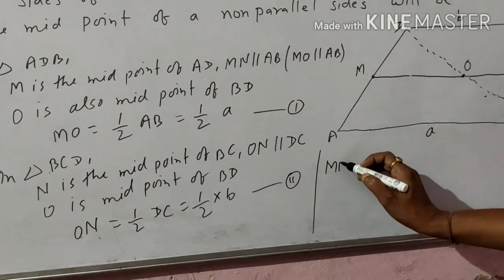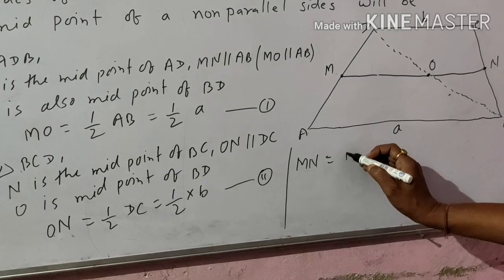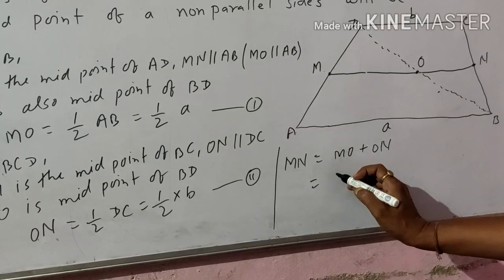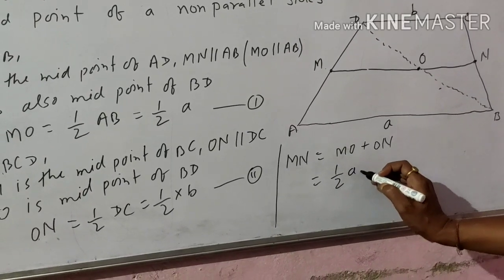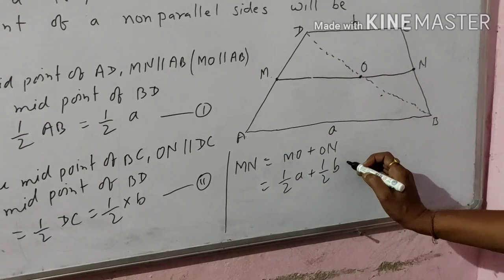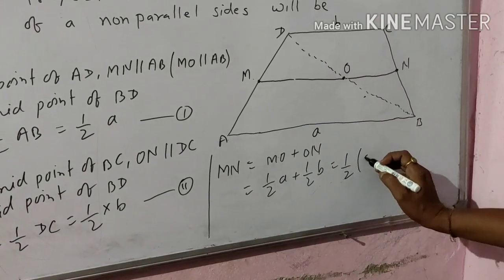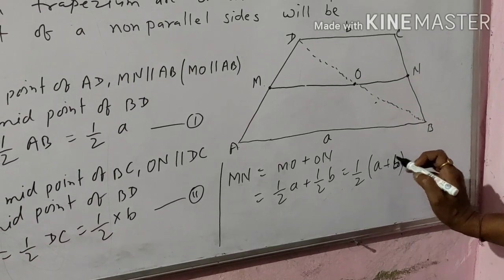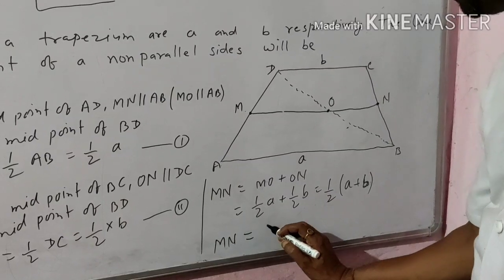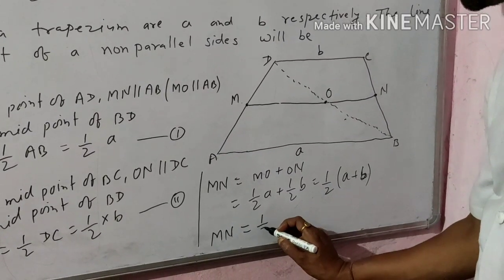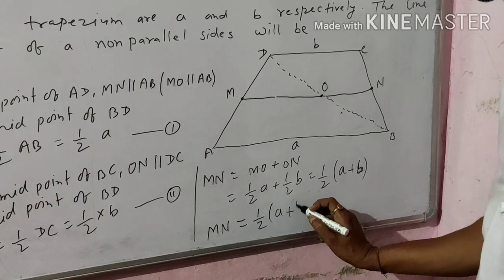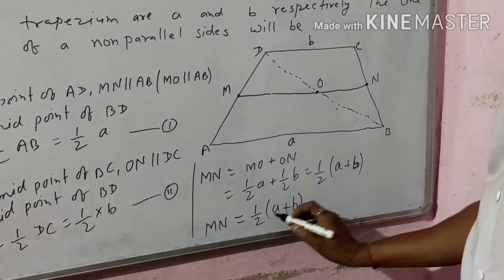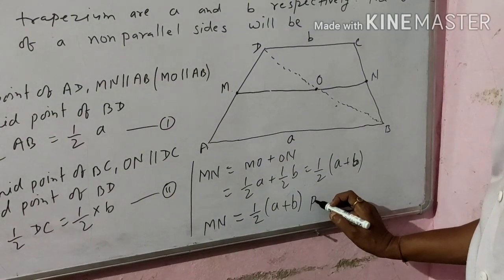So we can write here MN is equal to MO plus ON. So this is 1 by 2 A plus 1 by 2 B. Take 1 by 2 as common. So the rest value is A plus B. MN is equal to 1 by 2 (A plus B). This is your proof. The non-parallel side will be this one.